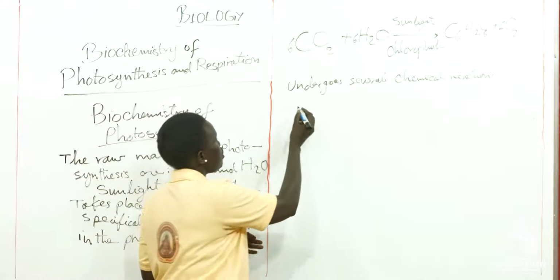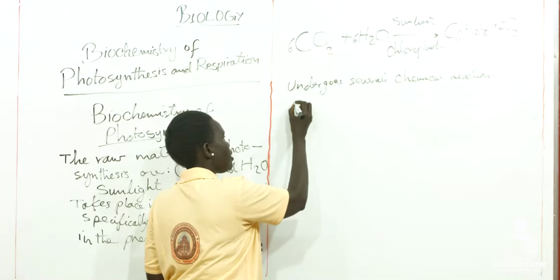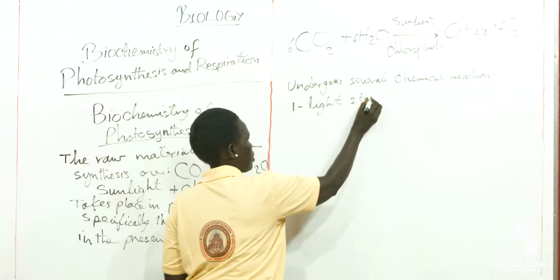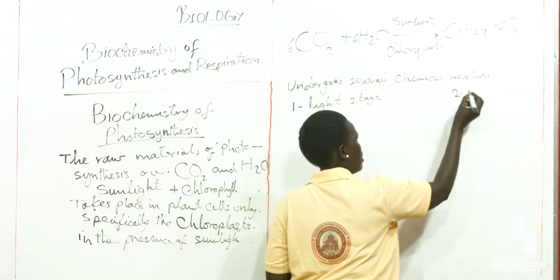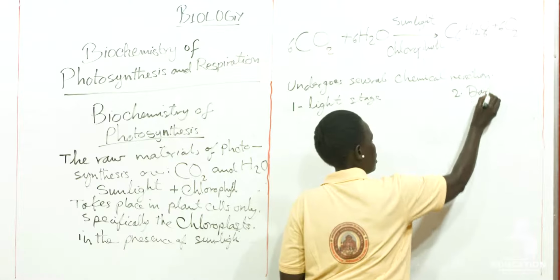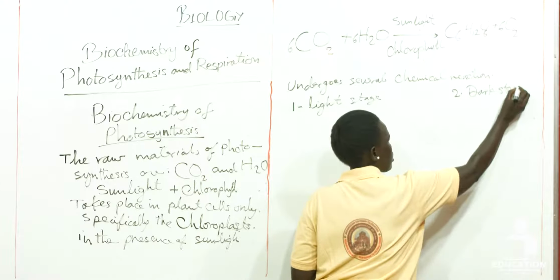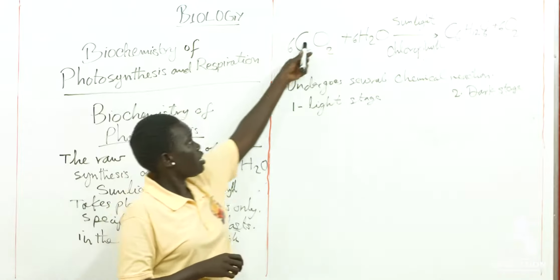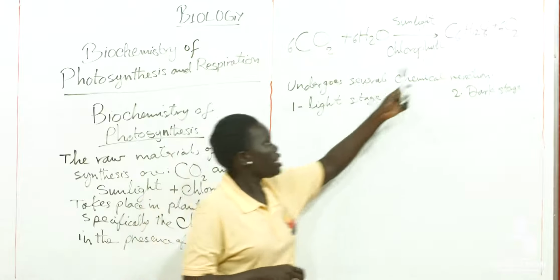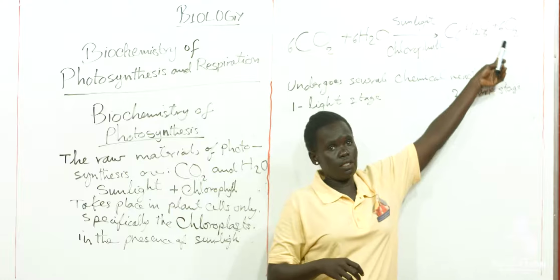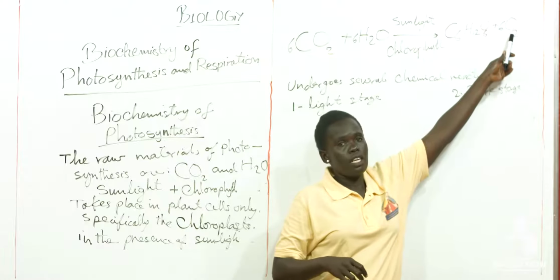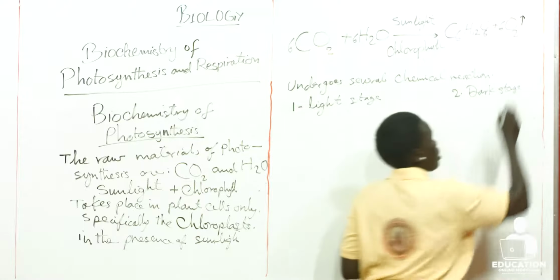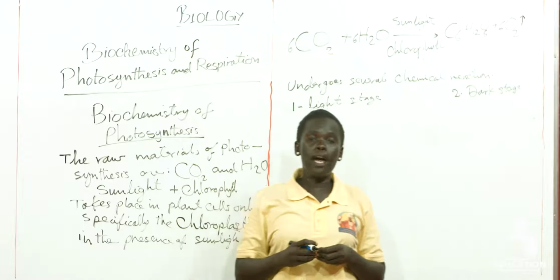Stage number one is the light stage. Number two is the dark stage. Just the two stages this chemical reaction takes to give the last products, the glucose plus oxygen. This oxygen is given out to the atmosphere, or some can be kept in the plant for respiration.